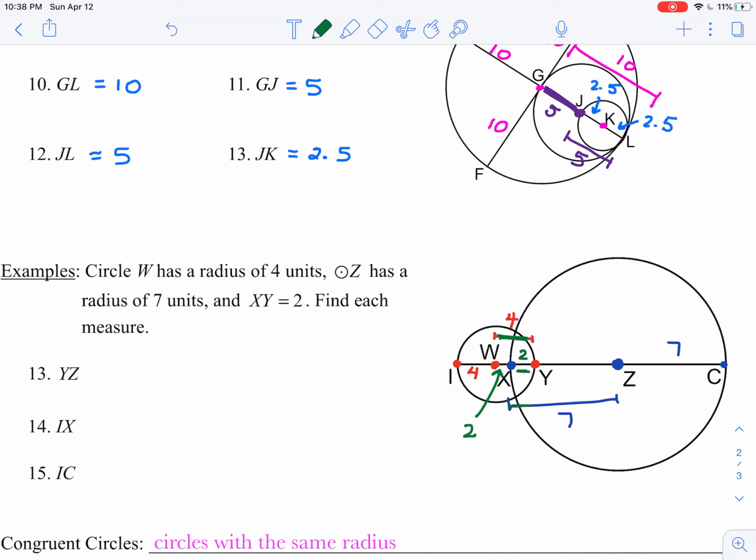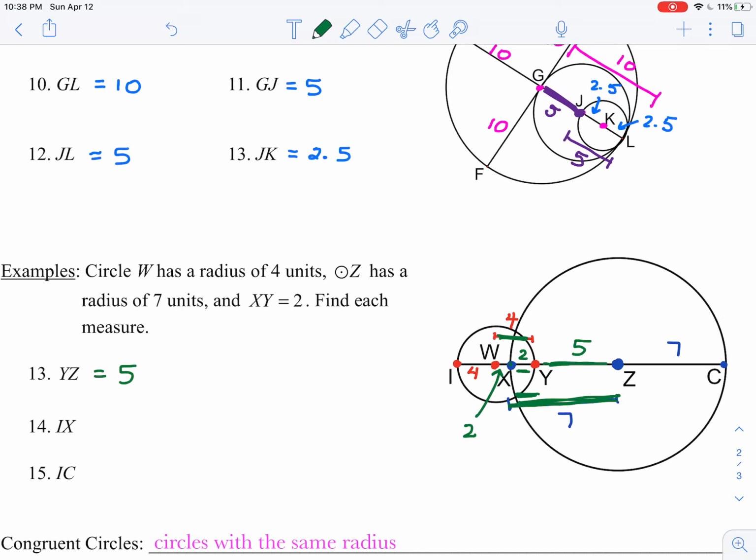Then since XZ is 7 units long, but XY, one piece of that, is 2 units, the rest of it, YZ, must be 5 units. I believe that answers all of the questions. So question number 13 said find the length of YZ. We just said that's 5 units long.